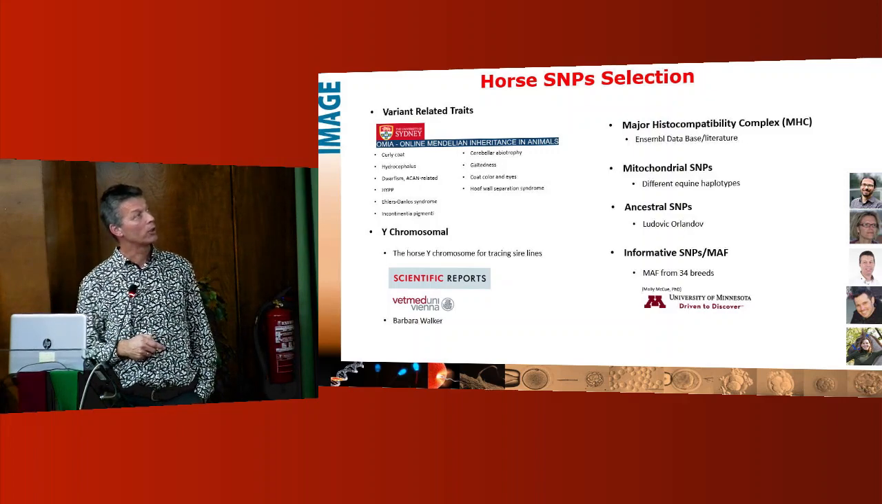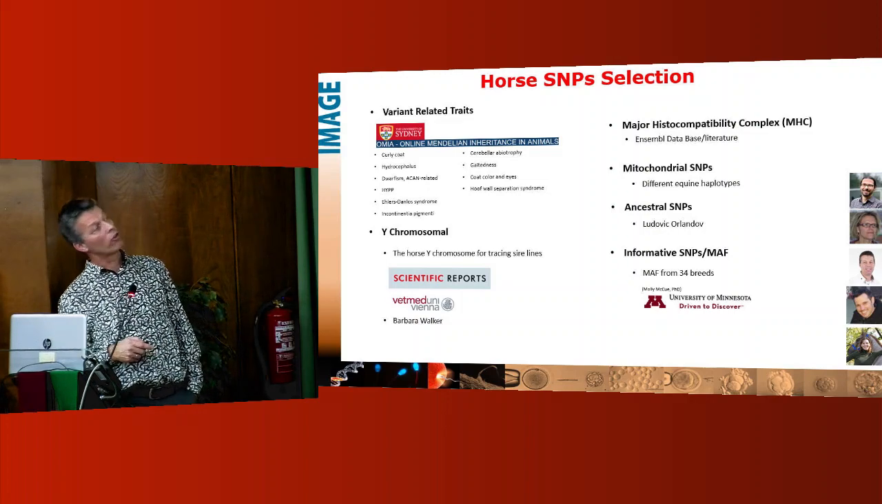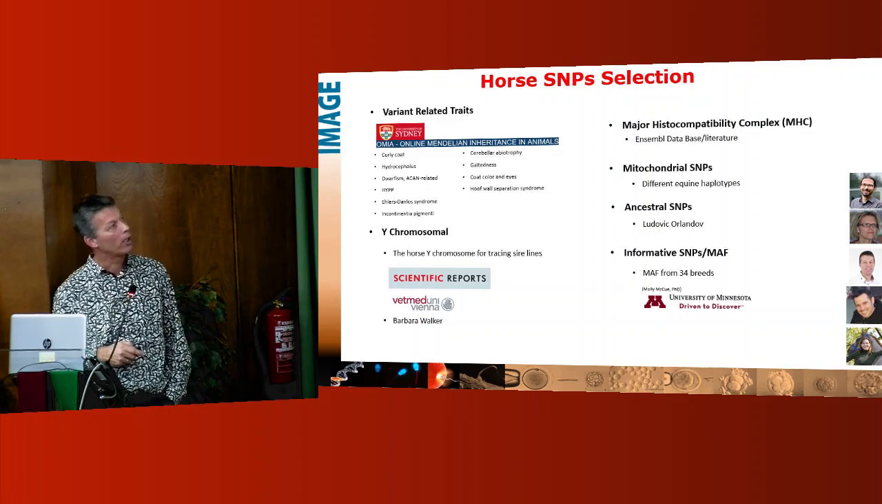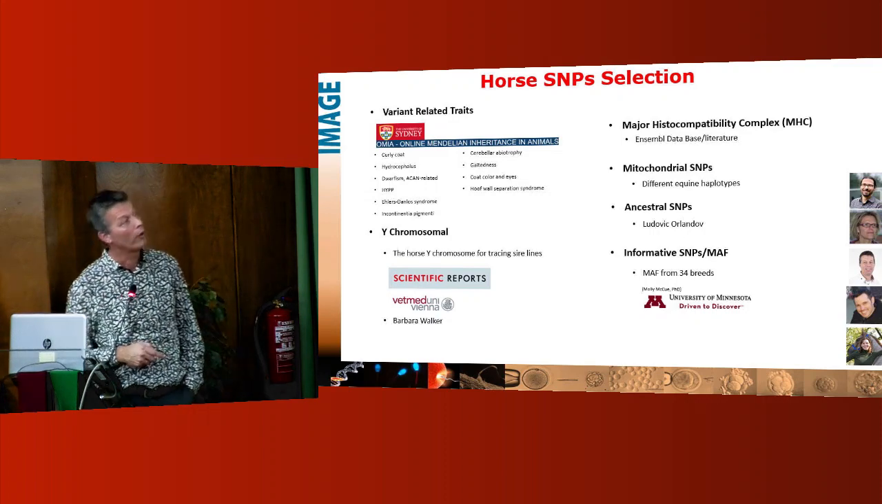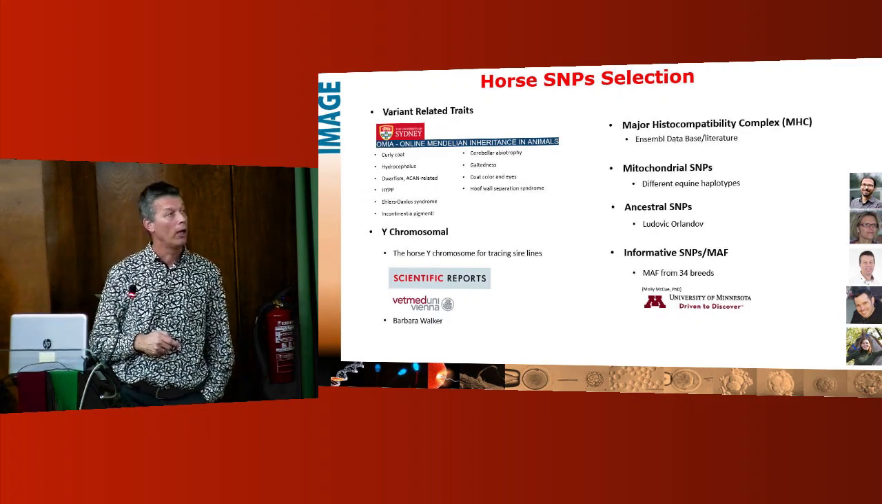On the horse SNP selection, there are also the major histocompatibility complex markers, which we could find in Ensembl. The mitochondrial DNA for the different equine haplotypes. And ancestral SNPs, which are coming from the work of Ludovic Orlando.